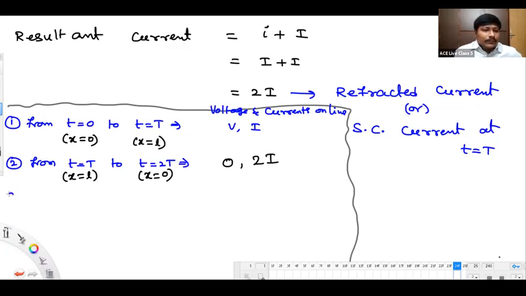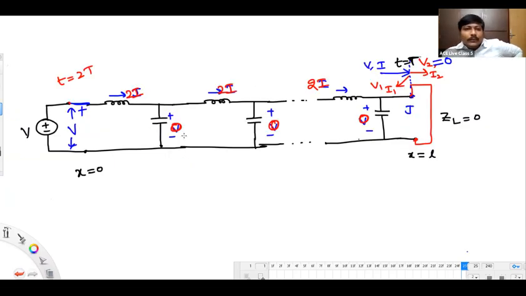Next, third one, from the time 2T to 3T. In this propagation, observe now. The source voltage is V, but the line voltage is 0. We have a potential gap now. Are you understanding this? Source voltage is V, but line voltage is 0, so we have a potential gap.